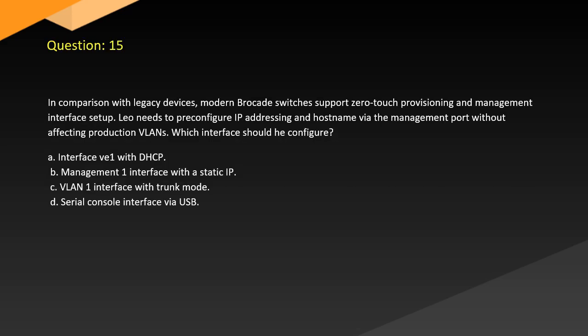Question 15. In comparison with legacy devices, modern Brocade switches support zero-touch provisioning and management interface setup. Leo needs to pre-configure IP addressing and hostname via a management port without affecting production VLANs. Which interface should he configure? A. Interface for, B. Management 1 interface with a static IP. C. VLAN 1 interface with trunk mode. D. Serial console interface via USB.